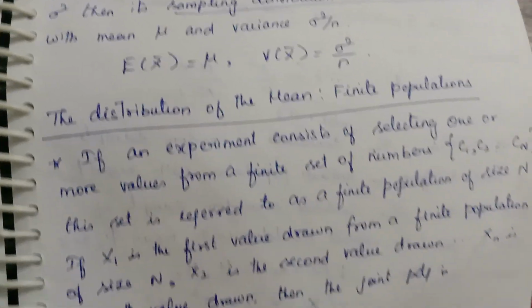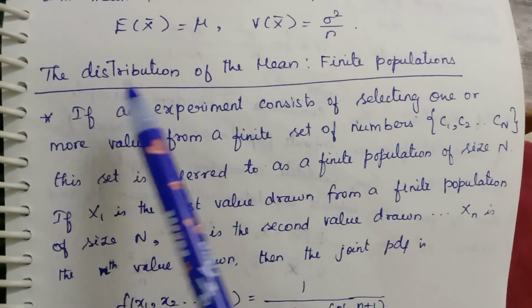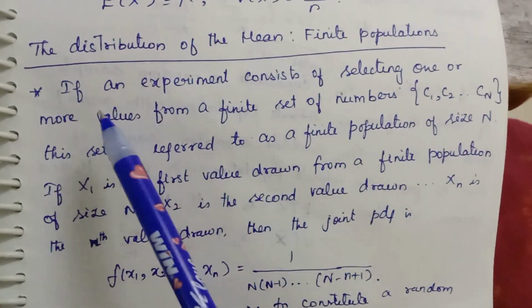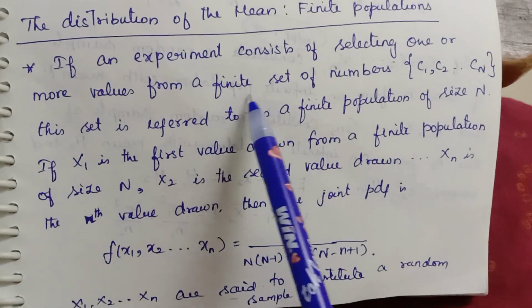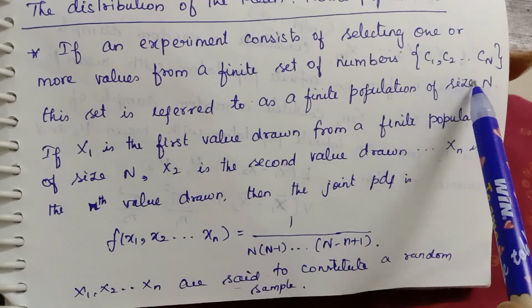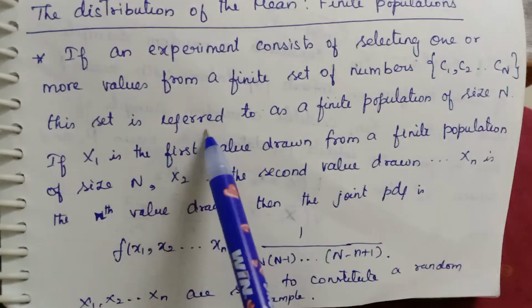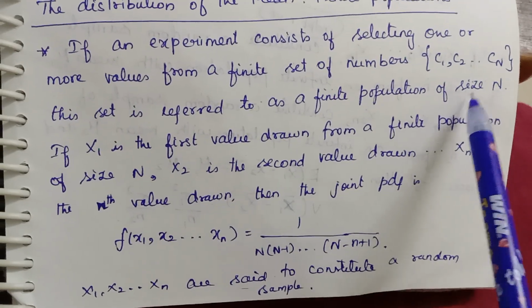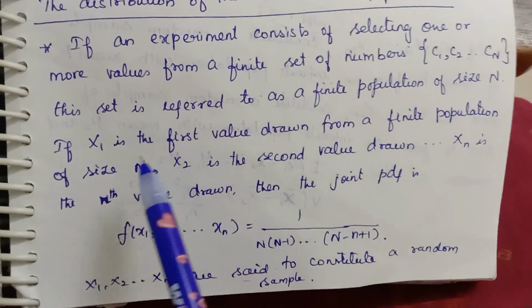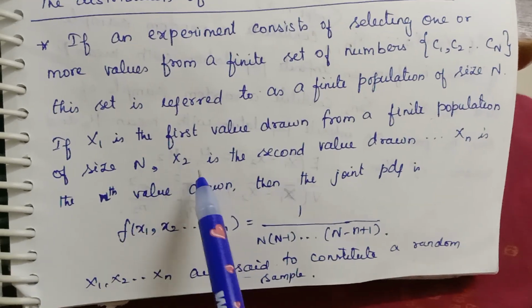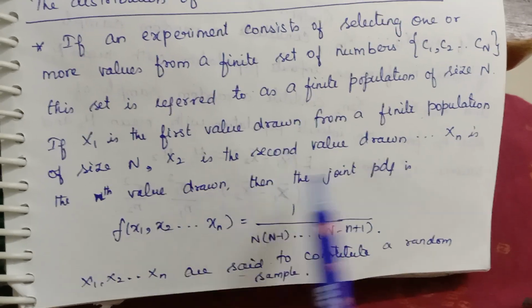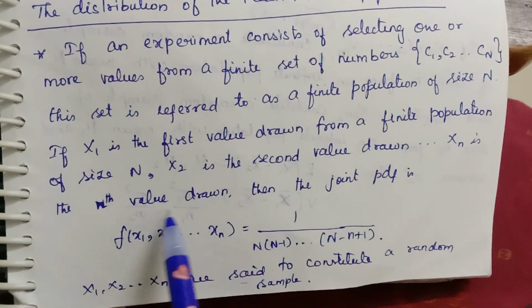Right. Then let us now come to the distribution of mean for a finite population. If an experiment consists of selecting one or more values from a finite set of numbers c1, c2, etc., up to cn, this set is referred to as a finite population of size n, isn't it? Because the population is finite. x1 is the first value drawn from the finite population of size n, and x2 is the second value drawn from the population, etc., xn is the nth value drawn.